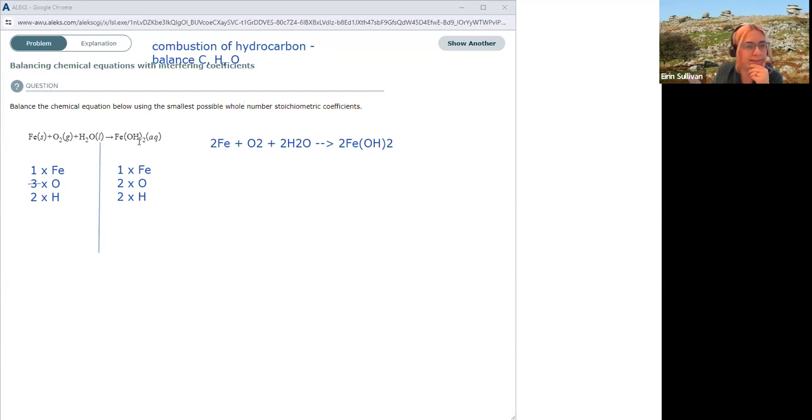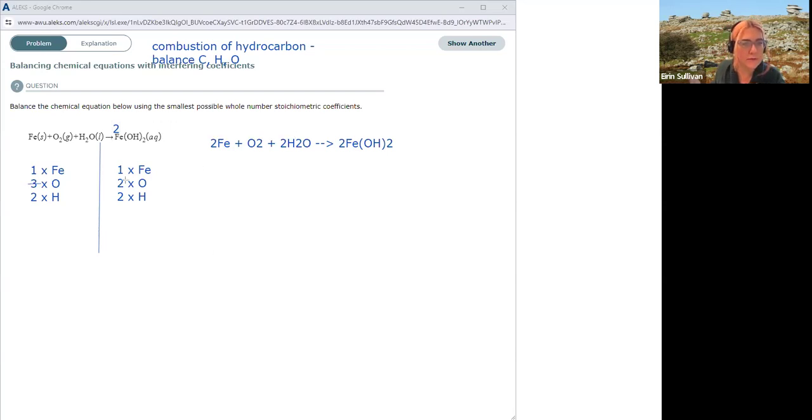Probably the easiest way to do it is to say, well, we're going to deconvolute these later. We're just going to worry about the hydrogen and the iron and leave that oxygen till last. Okay, so at the moment I've got 2 hydrogens, 2 irons. Okay, but I'm going to want to end up with more oxygens. If I have 2 of these, then that's going to give me 4 oxygens. Okay, so let's update all the accounting.